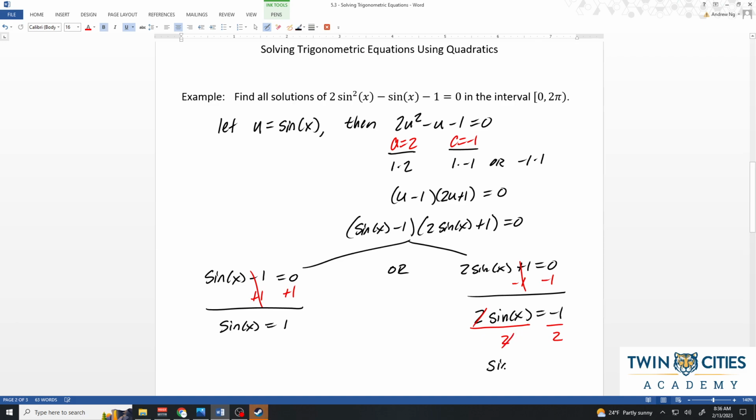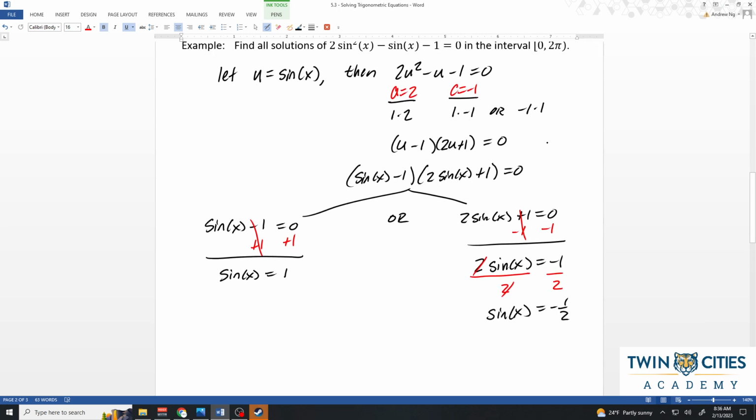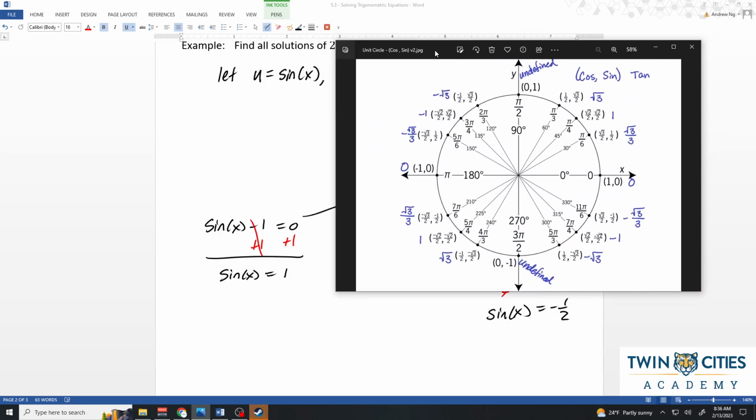Sine of x equals negative 1/2. Lastly, once you're at this point, you're going to bring over your unit circle, and you're going to say, when is sine of x 1? Okay, sine of x is 1 at pi over 2, and that's it. So here, I'm just going to say x equals pi over 2.